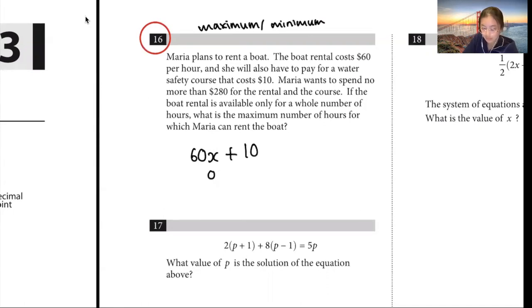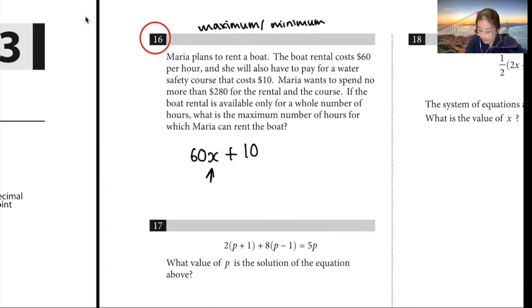You can't rent it for 30 minutes, and it's asking for the maximum number of hours Maria can rent the boat, so it's asking for x. The only condition is Maria wants to spend no more than $280. No more than means there's a wall at 280. It can be 280, but no more than 280. And we're talking about whole number dollars, right? So it can't be 281. It can be 280. It can't be 281 and above.